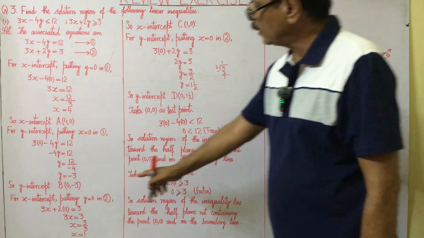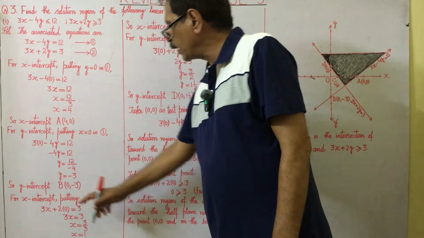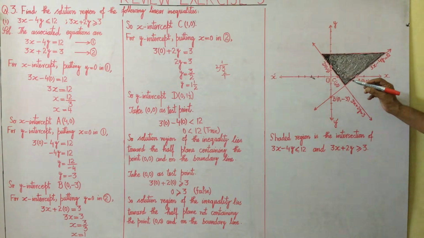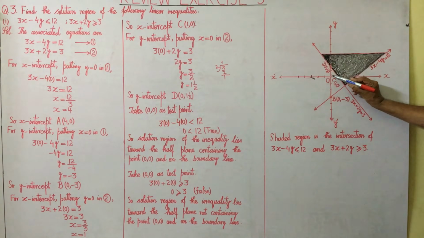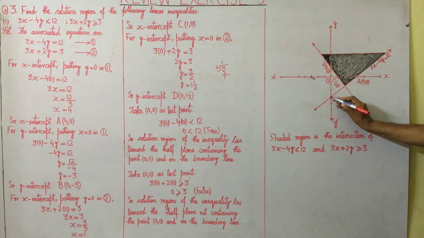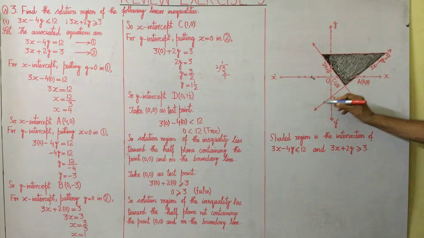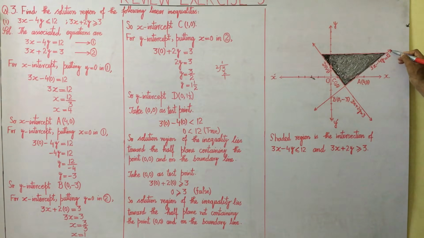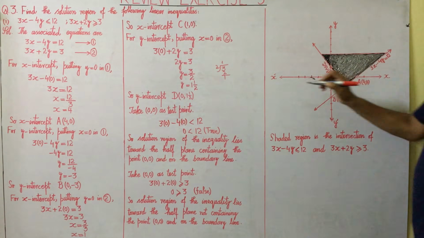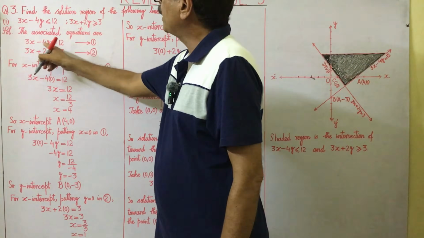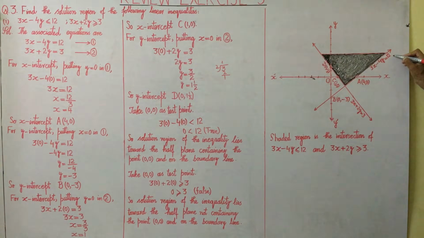Other is point B having coordinates 0 and minus 3. This is y-intercept. 0, minus 3, minus 1, minus 2, minus 3. This is point B having coordinates 0 and minus 3. Now we draw a line which passes through point A and B. This is the line. The equation of this line is 3x minus 4y is equal to 12.